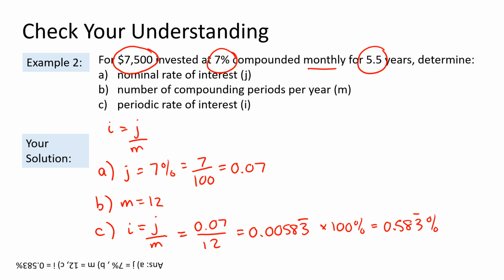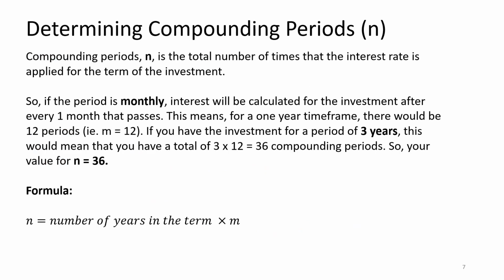Okay. Our last item to talk about is determining the number of compounding periods. Now this is the total number of compounding periods for the investment that we're talking about. So previously, you saw our formula, I is equal to J over M, where we were trying to find our periodic interest rate. M here was our number of compounding periods for 1 year, so periods per year.